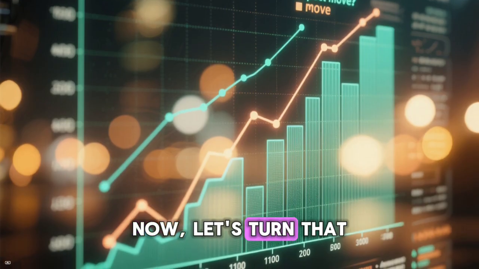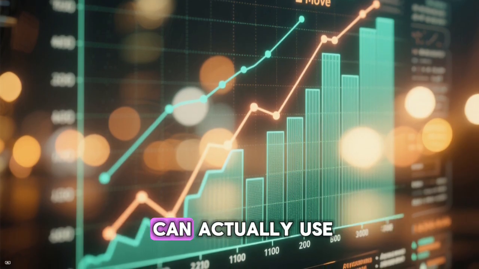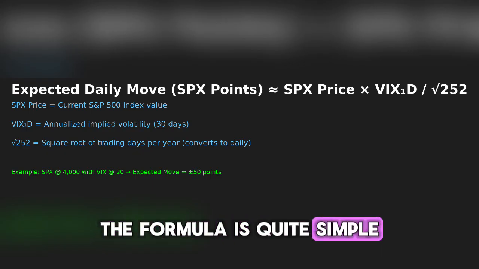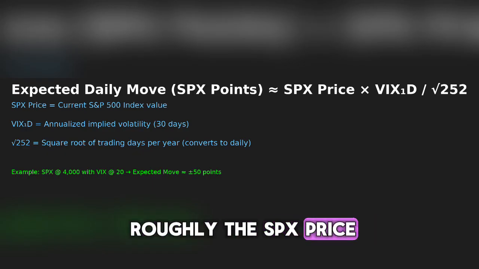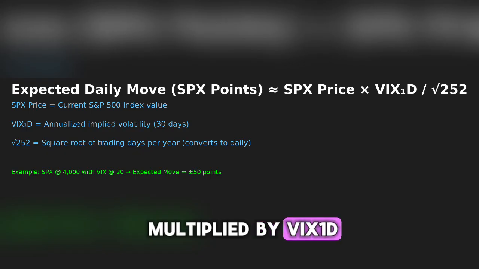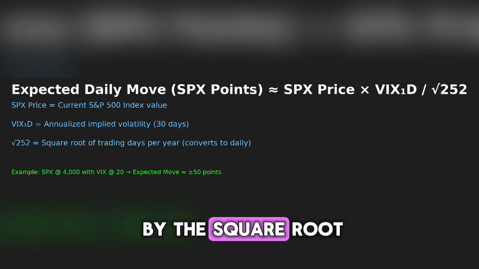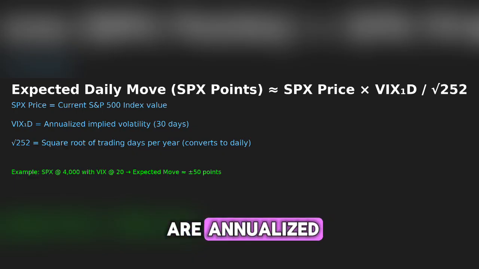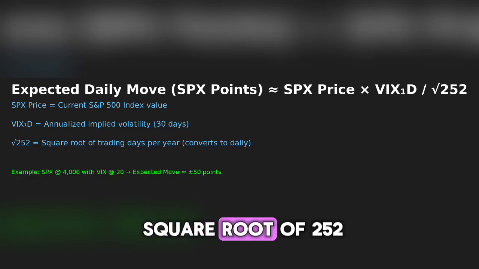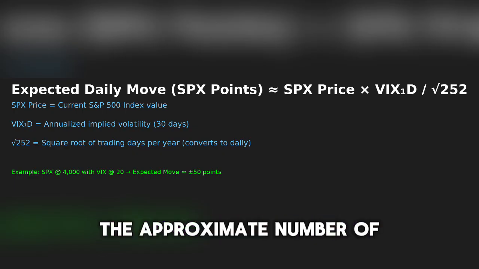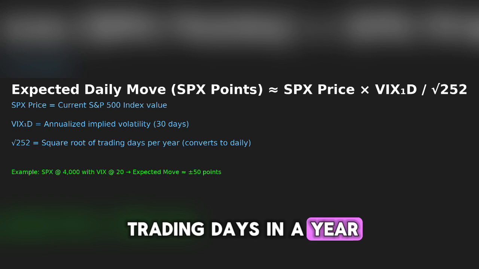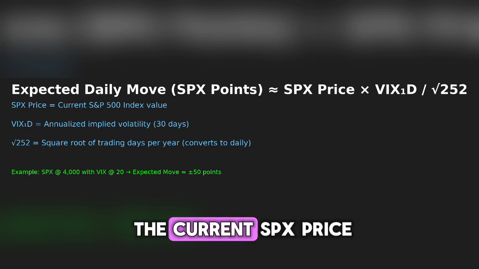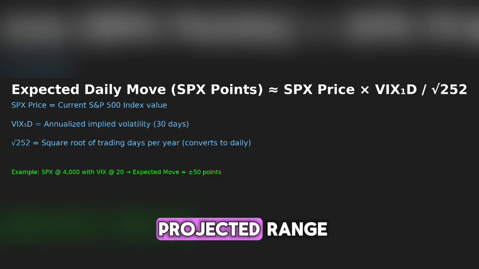Now, let's turn that volatility into something you can actually use, the expected move. The formula is quite simple. The expected move is roughly the SPX price multiplied by VIX1D, which is then divided by the square root of 252. Volatility indexes are annualized. So, dividing by the square root of 252, the approximate number of trading days in a year, converts it into a one-day movement. You multiply that by the current SPX price, and you get the projected range.